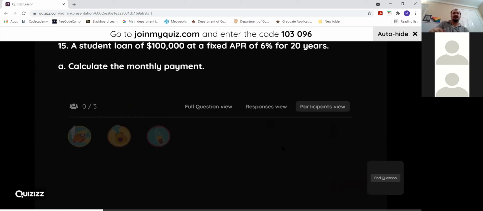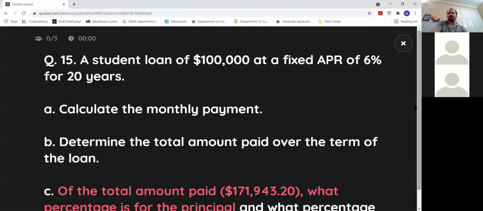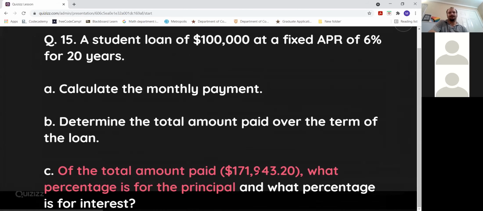Student loan of 100K. What are we doing now? Of the total amount, what percentage is principal? So remember, my principal was 100K. What percentage is that of the total payments?